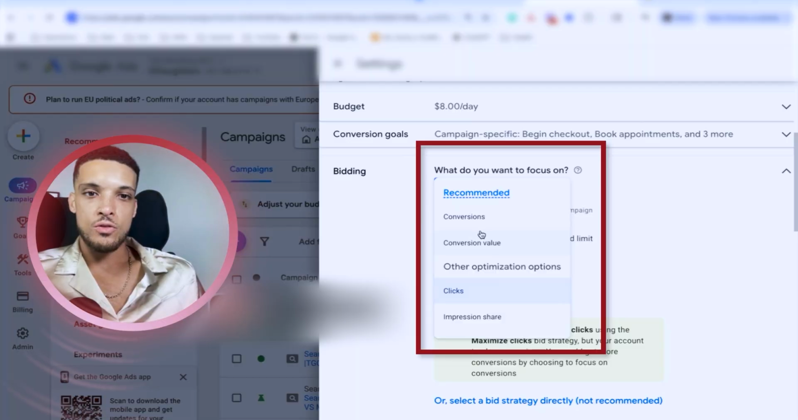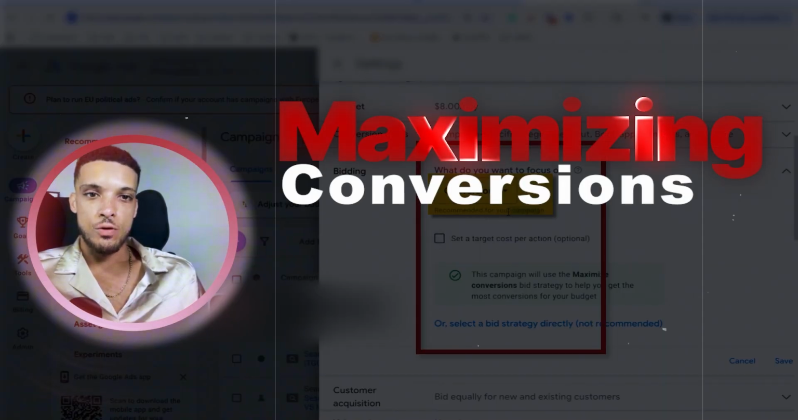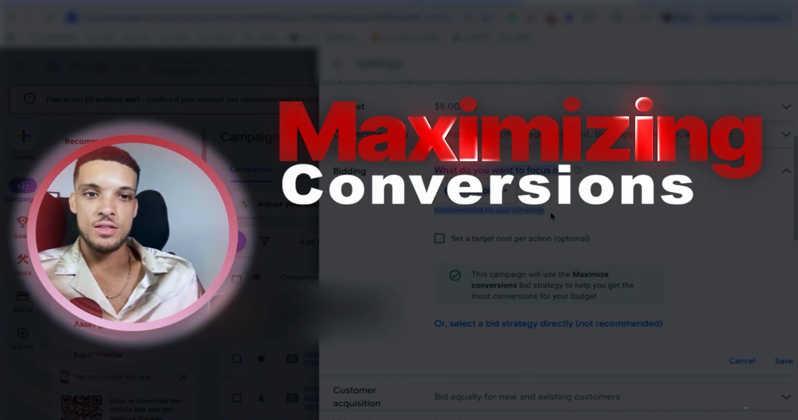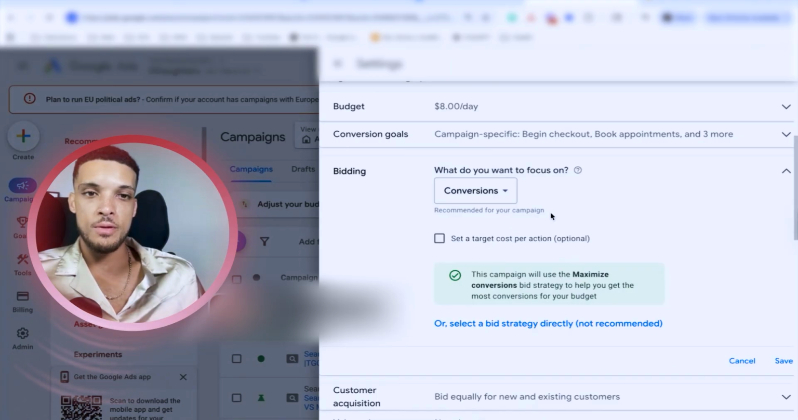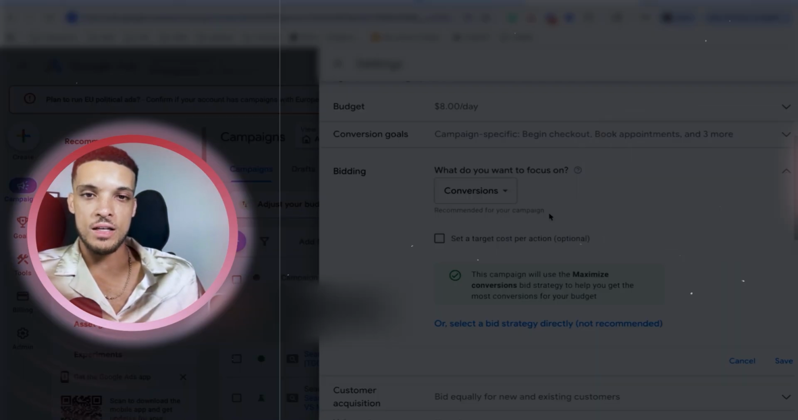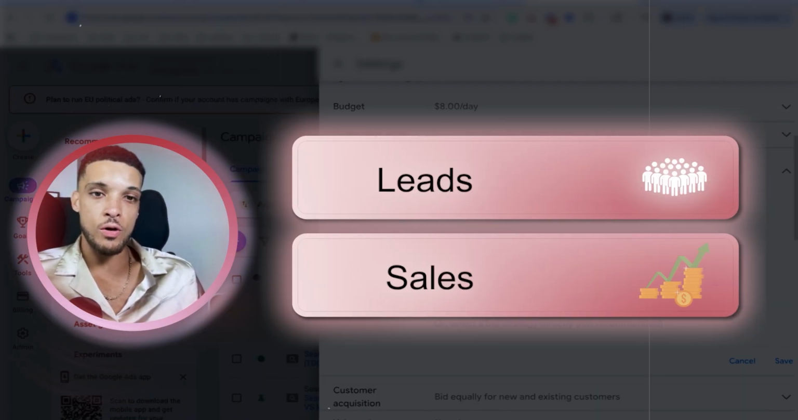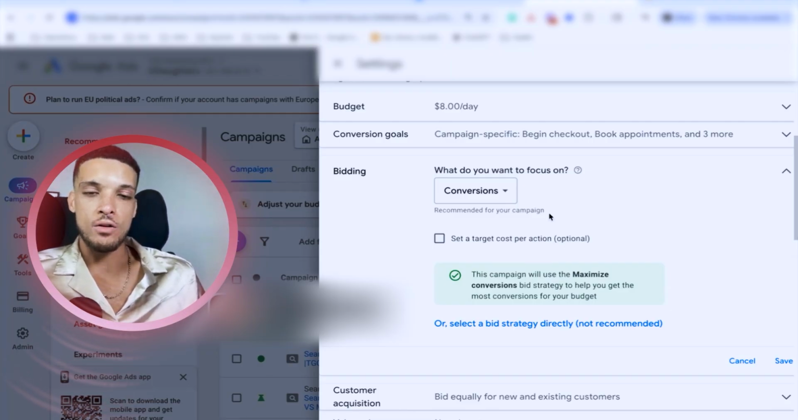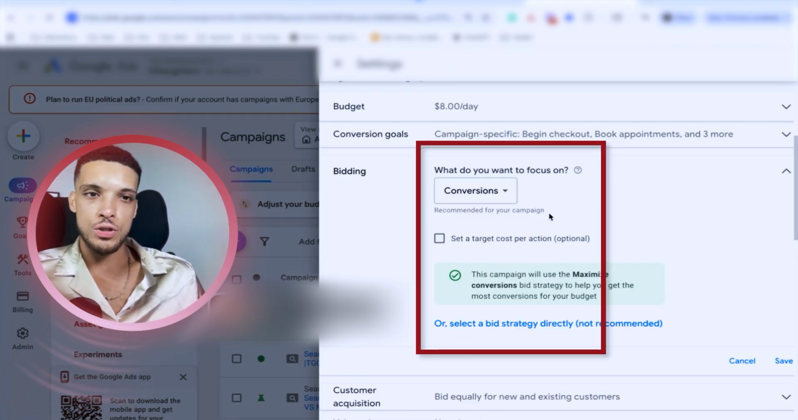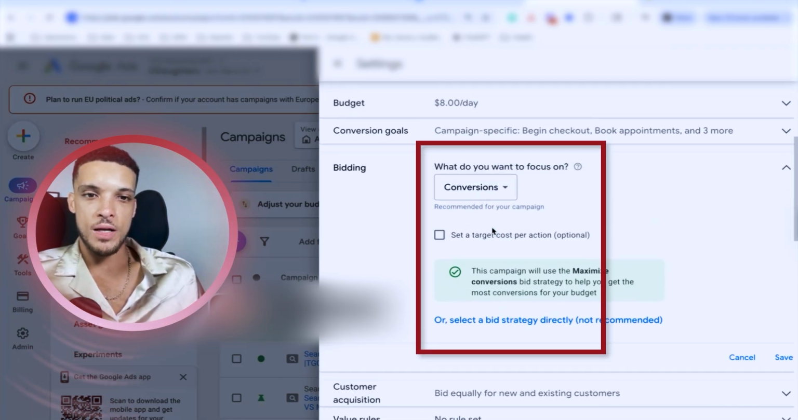Next is going to be conversions in general, or maximize conversions. This is one of the most common strategies for people that actually want to get a lot of leads or sales, but they may not even have hit that threshold of getting enough conversions where they even have a recommendation, or they really just want to max out their profitability. So that's when people often use conversions or maximize conversions here.